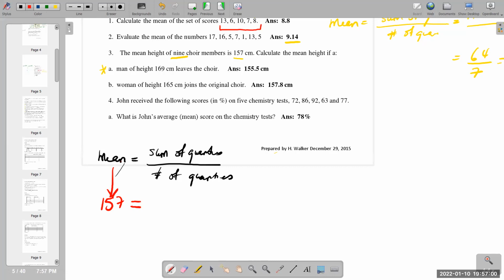What other piece of information did they give us? Excellent. So that's the top or the bottom? Excellent. And what is that number? What is the number of quantities? 9. So which one did they not give us? They did not give us the sum. So guess what we're going to do?